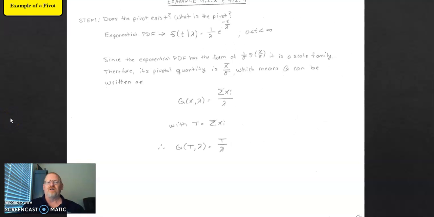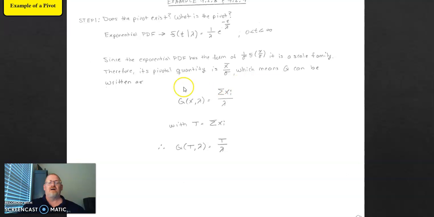So step 1, does a pivot exist and what is the pivot? Well, we start out in this problem with an exponential PDF, f of t given lambda. So we have our exponential distribution here for t. Here are our bounds, greater than 0, less than infinity. Now, since the PDF has the form 1 over sigma f of x over sigma, it is a scale family.